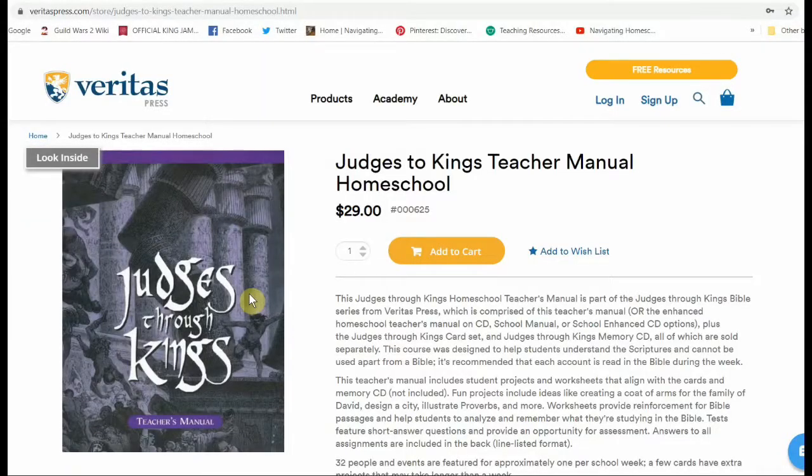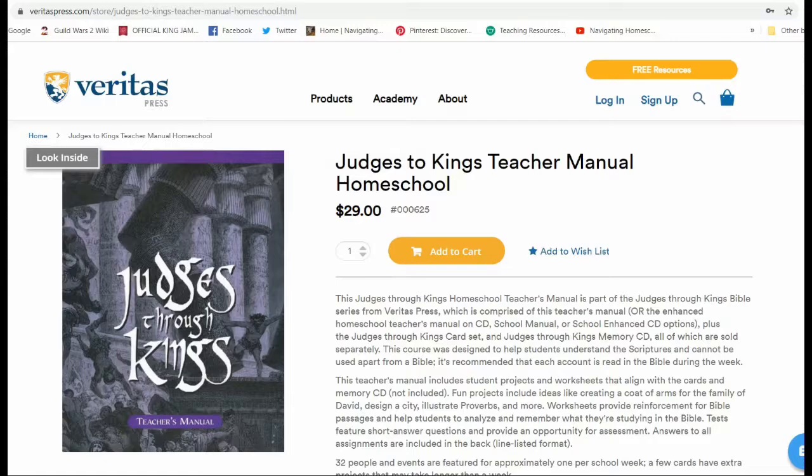Now, real quick, for Bible, I don't actually use any type of curriculum for Bible. I just use the Bible. But if you want a supplement to go with it, I like Veritas Press. They have a CD for various different portions of the Bible. Last year we did the Judges of Israel, and this year we're going through the Kings of Israel, and they have a Judges to Kings Teacher's Manual for $29.